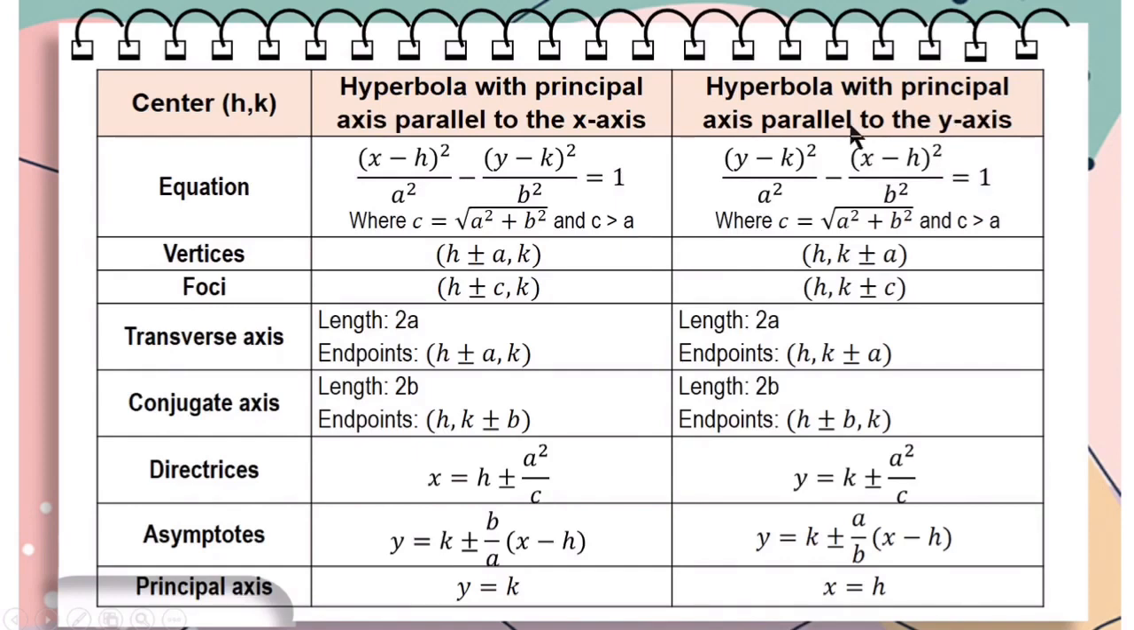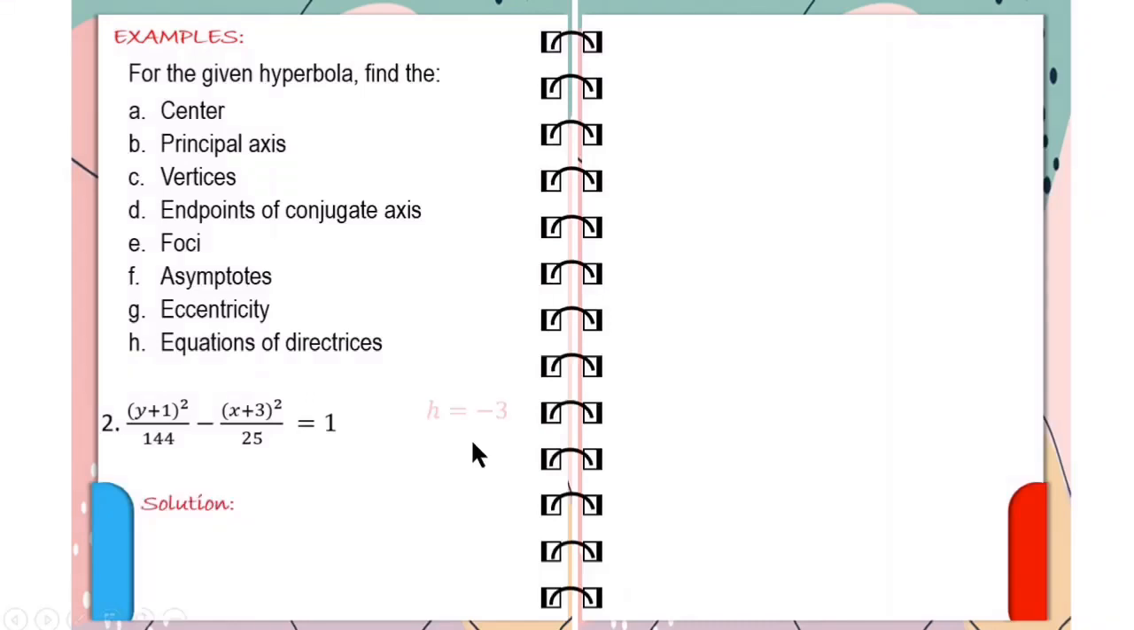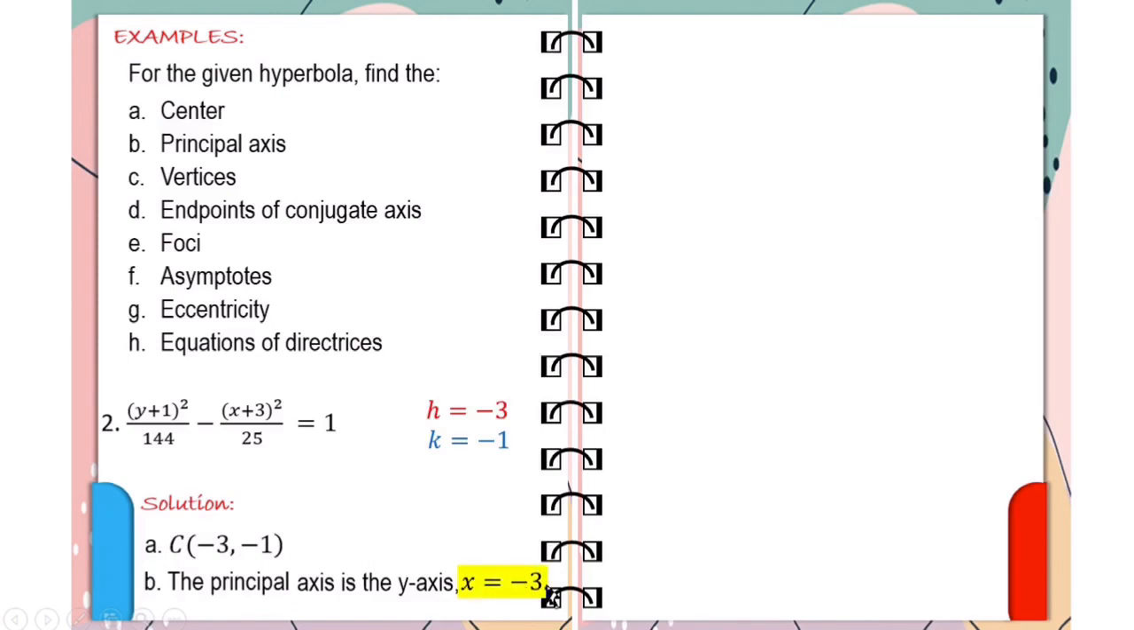The principal axis is parallel to the y-axis and we use the equation x equals h. h is equal to negative 3. Remember, kung nasaan ang x, nandun ang h. While k is negative 1. Thus, the center is (−3, −1), and the principal axis is parallel to the y-axis, which is the line x equals h or x equals −3.